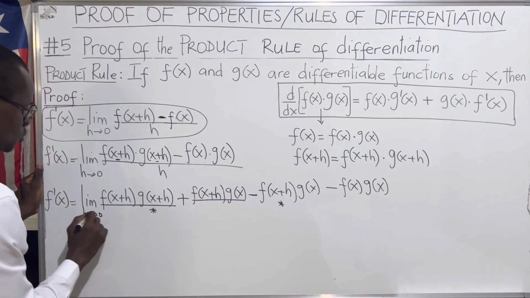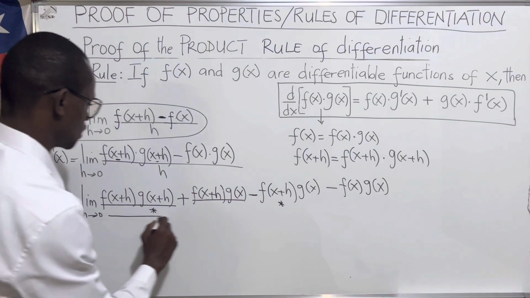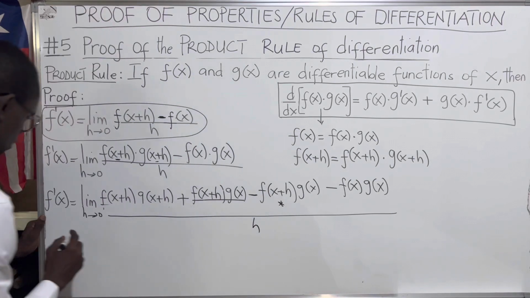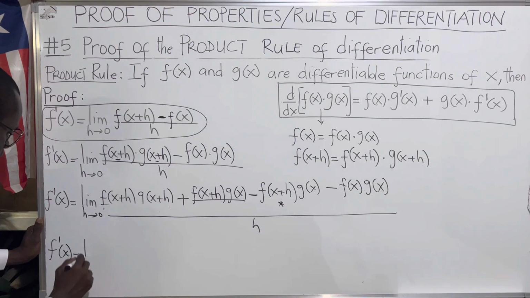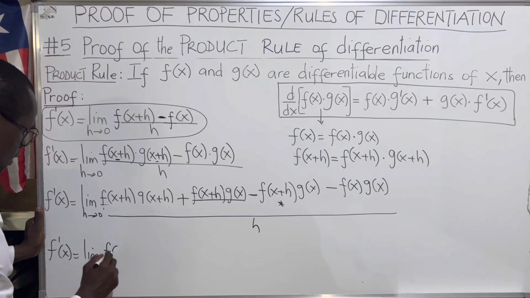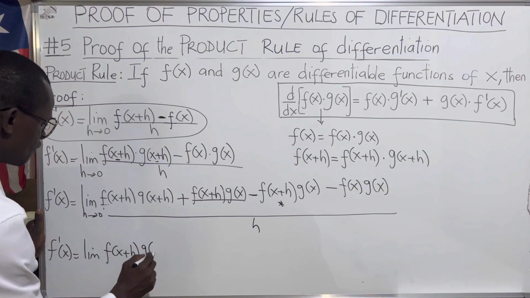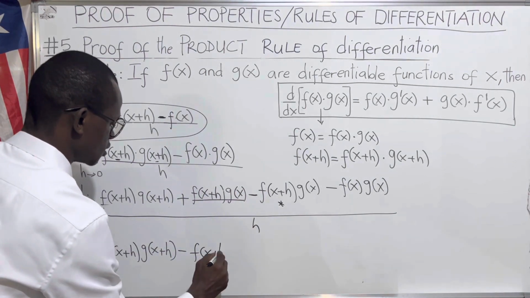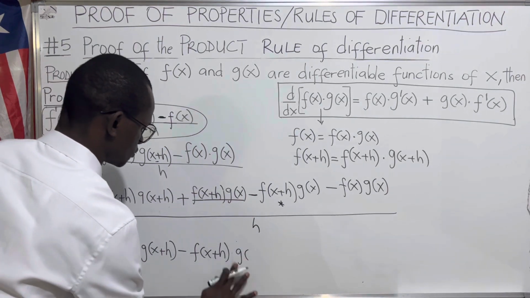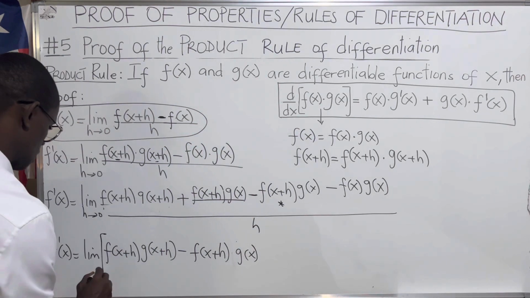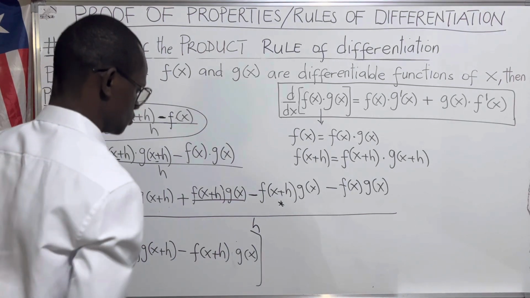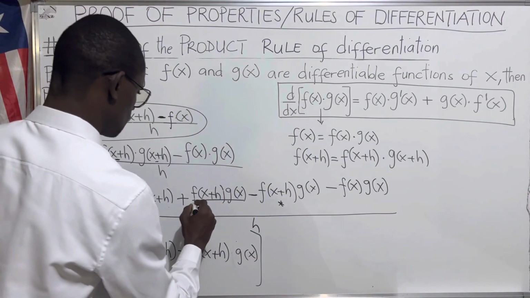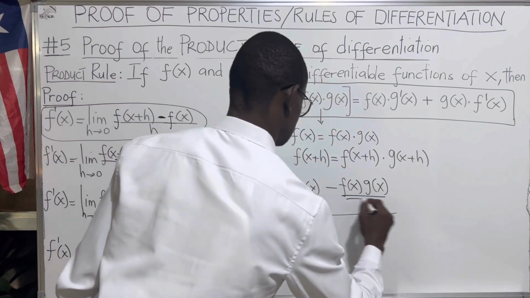So that's exactly what I'm going to do. So remember now, this whole thing is being divided by h. So I have f prime of x is equal to the limit of f of x plus h, g of x plus h, minus f of x plus h, g of x. I took the first portion, this and this portion. Then I now move to the second and the last.